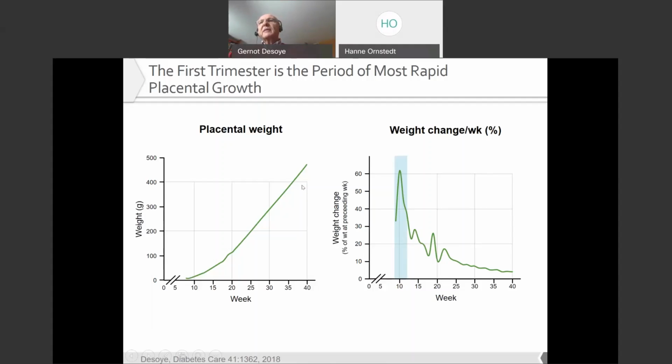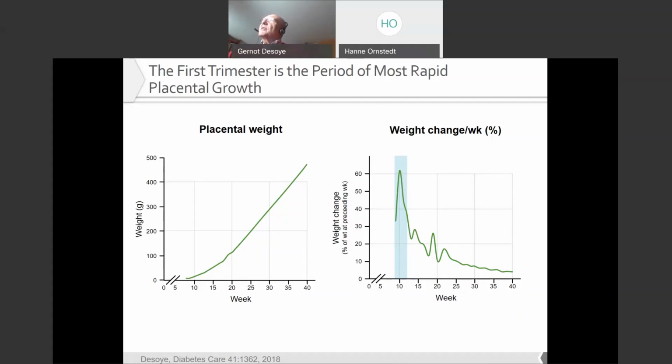However, I calculated also the relative weight change per week and plotted it here, as you can see on the right panel. And it is very obvious that it's really the period around week 10 to 12 to 14 where placental growth is most rapidly occurring. And we know that rapidly growing tissues are actually very sensitive to environmental perturbation.